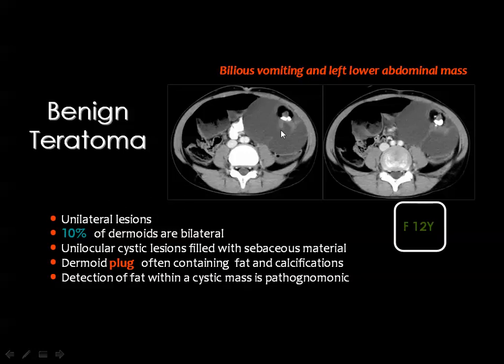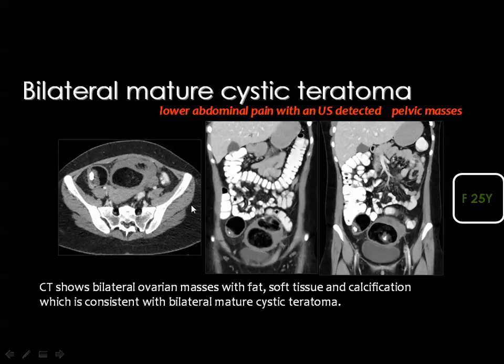This is fluid, and you can see some septations, and this is the solid component, which is made of fat and calcium as well. And here, dermoid cyst can be bilateral, and this is an example of 2 dermoid cysts, one on the left and one on the right. And it's very important to see the fat. And many times you can see calcium and also the other soft tissue material.